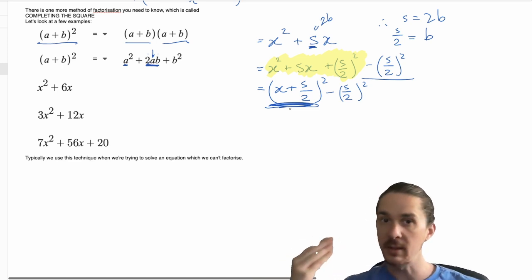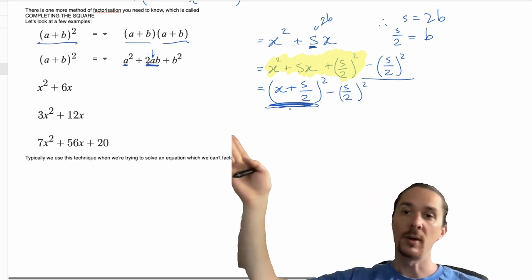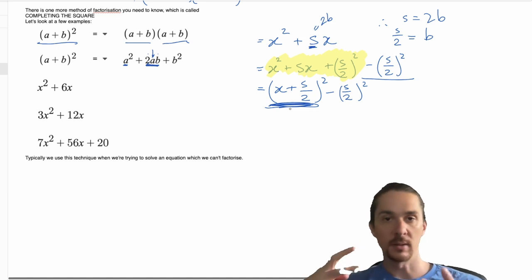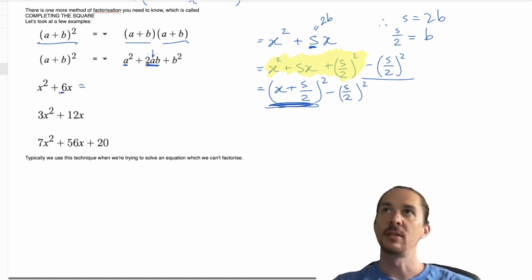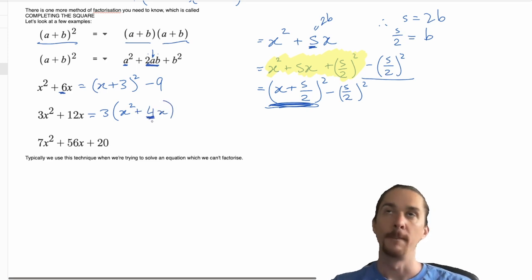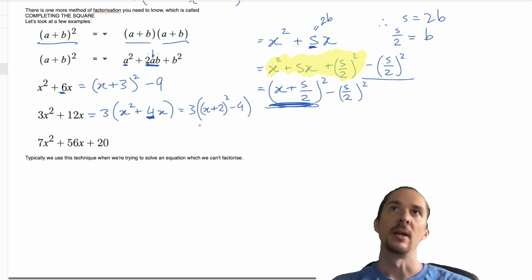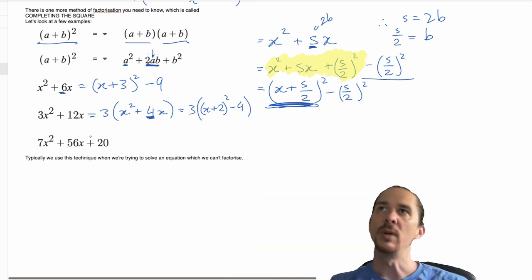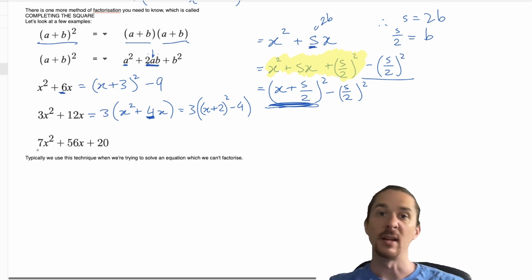This is a common thing that happens. I'm going to go through a few examples here, and then we're going to take it further in a minute. Half of this is 3, so this becomes (x + 3) squared, and then we have minus 3 squared. In this case, I'm going to pull out that common factor of 3 first. So we have 3 times (x squared + 4x). So half of that 4x is 2. So that means we have 3 times ((x + 2) squared minus 4). Or we could expand out those brackets and we would have 3 times (x + 2) squared minus 12. I'm not going to do that right now. This is enough. And in this last step, we also need to get rid of that factor of 7.